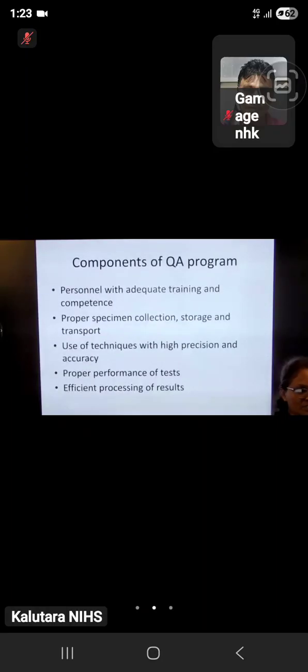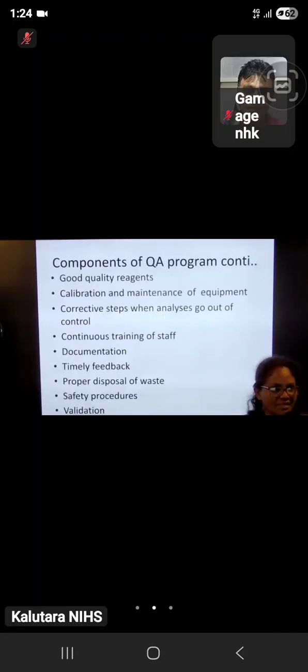Components of quality assurance program. The personnel with adequate training and competence, proper specimen collection, storage and transport, use of techniques with high precision and accuracy, that means selecting a method, proper performance of test, efficient processing of result, good quality reagent, calibration and maintenance of equipment, corrective steps when analyzers go out of control, continuous training of staff.